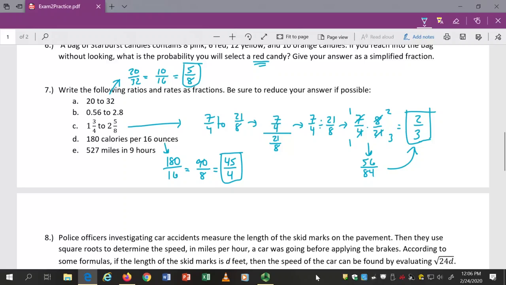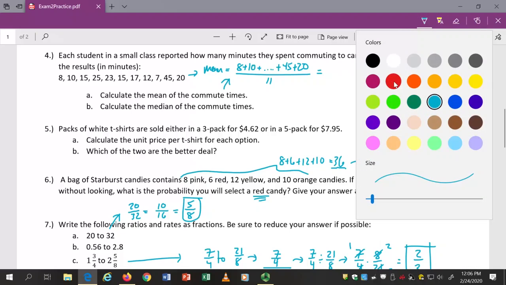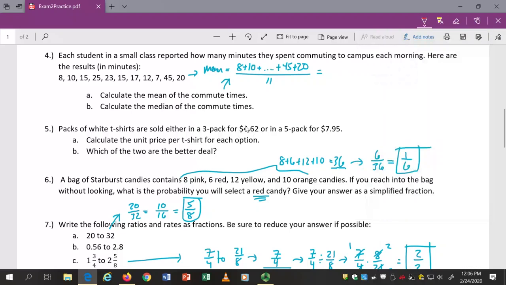All right. Can you do number 5? I hope so. Unit prices. So for this one, my annotation is getting kind of messy, but I think I'll just go a different color here. So for number 5 here, first you would go for the 3-pack, and you'd say, okay, well, what does that one cost? And I would go dollars per t-shirt. So you take the price and you divide by 3, right? And then that's dollars per shirt.